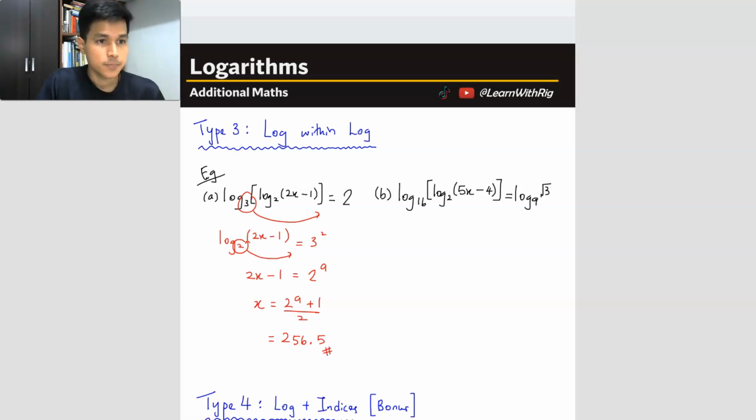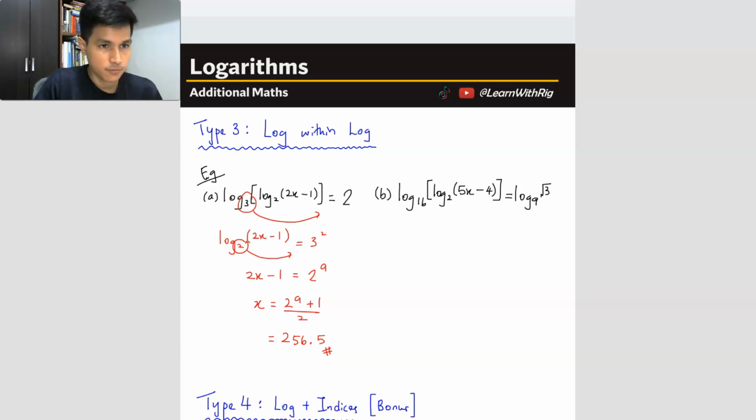Now let's look at b. So b is the same thing, but in this case you've got log base 9 of √3 on the right hand side. So what do you do? In this case, we can try to make it the same base, but for this question we don't have to, because you can actually simplify this. Normally how we would solve is, we try to make these two the same base, and then we can try to solve it. But in this case, since this one here we can simplify, we're going to simplify that.